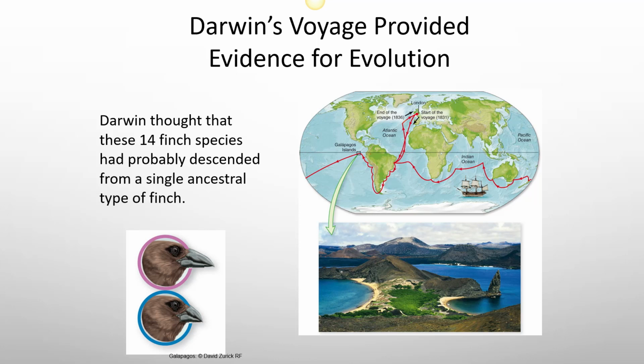So he thought that those birds came over from the mainland, landed on those islands, and by selection, like natural selection, birds with particular beaks were able to eat that food source on that island. So over many, many generations, the beak shape changed depending on what food was available on the island.